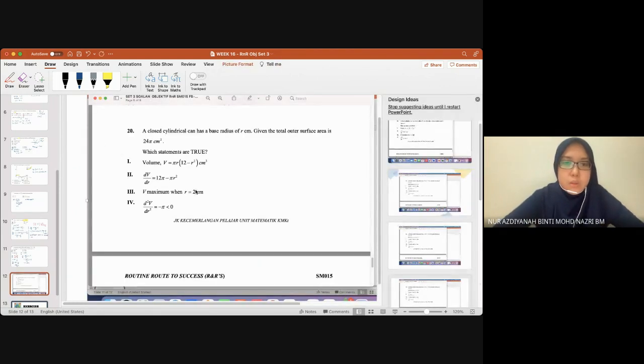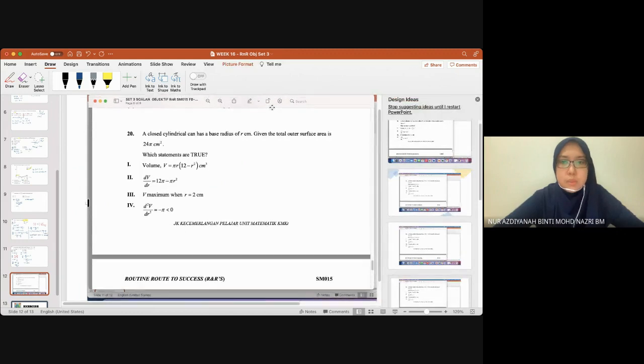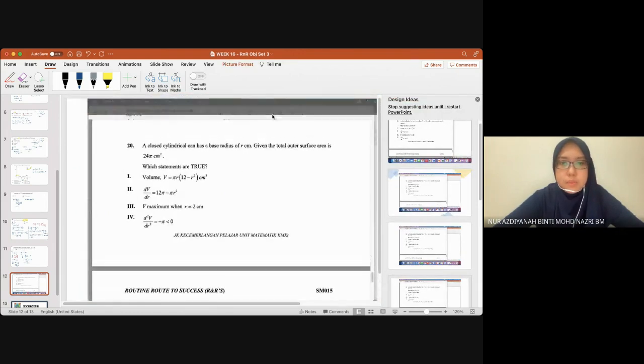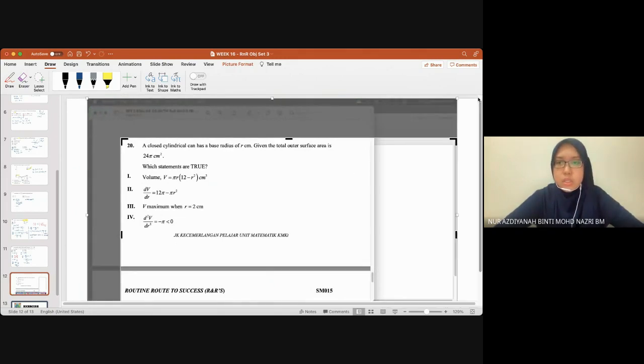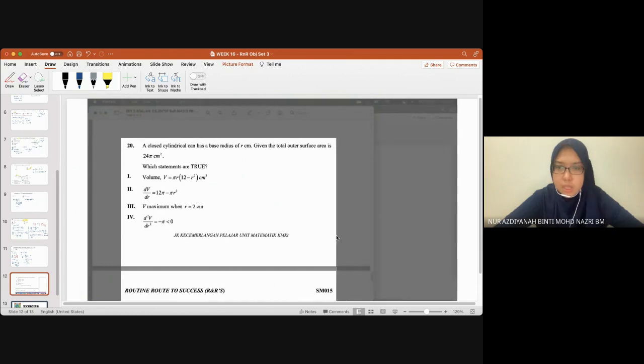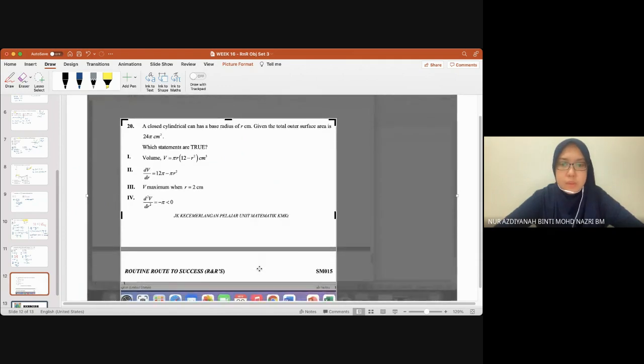Okay, so a closed circular cylinder. Okay, kita bincang soalan nombor 20 ni. Sebab selalunya soalan nombor 20 ni soalan chapter 10. Ada tengok ramai yang struggle sikit question soalan chapter 10.